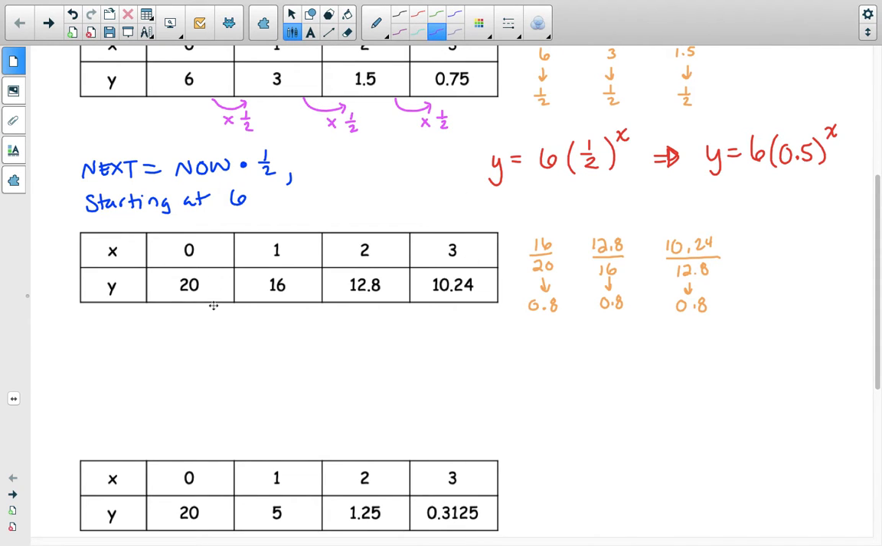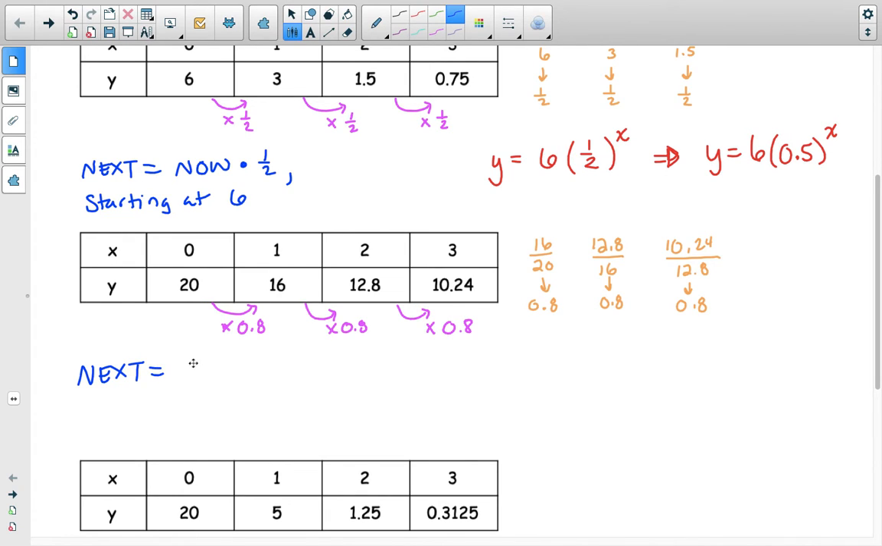So to get from 20 to 16, we would have multiplied by 0.8. To get from 16 to 12.8, we would have multiplied by 0.8. To get from 12.8 to 10.24, we would have multiplied by 0.8. That's how we find our multiplicative factor. If I wanted the y value when x is 4, I would want to get my next value.